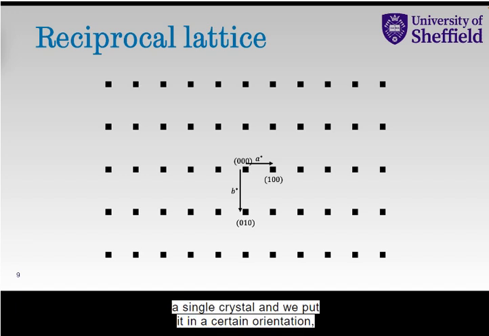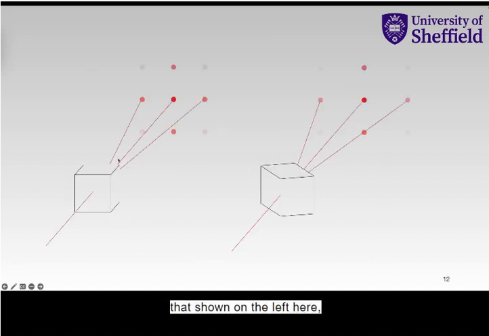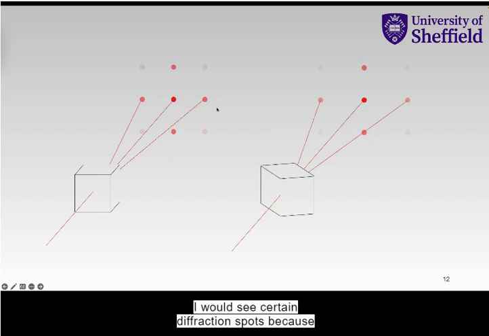Now what this means is if we take a single crystal and put it in a certain orientation, then we're going to get a pattern where we can see the diffraction occurring from certain planes in the crystal. Certain planes will be in the right orientation to diffract, but not all of them. So what we get is something like that shown on the left here. With my crystal in a certain orientation, I would see certain diffraction spots because certain planes are in the right condition to diffract. We'd have planes lining up in that direction, for example, which would produce the diffraction spots shown in this pattern out here.